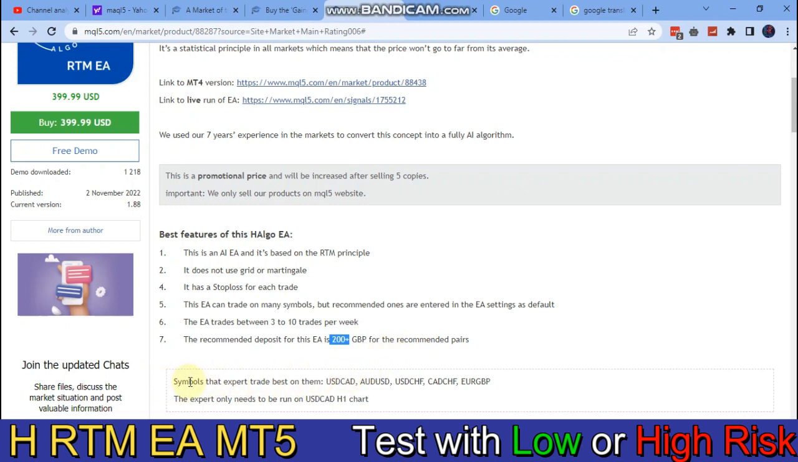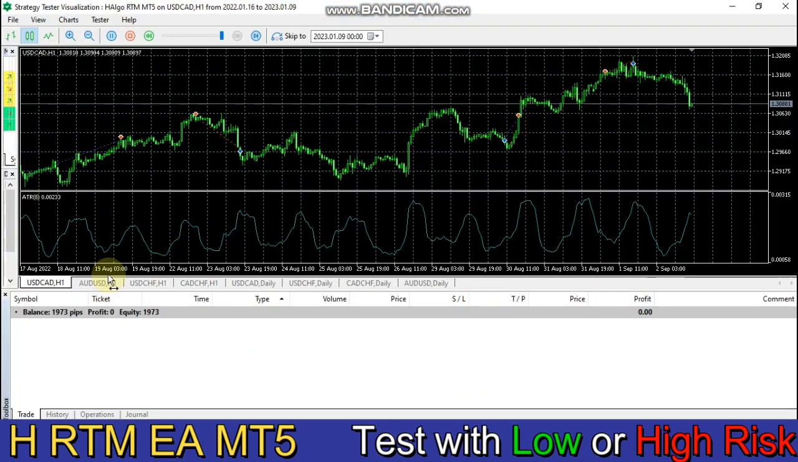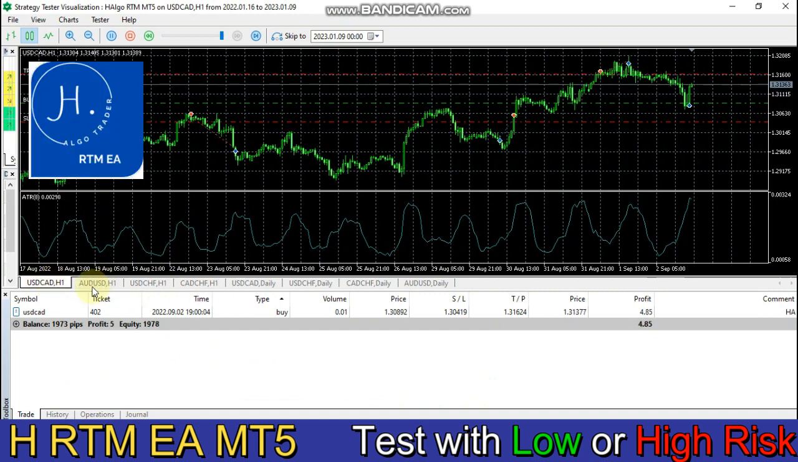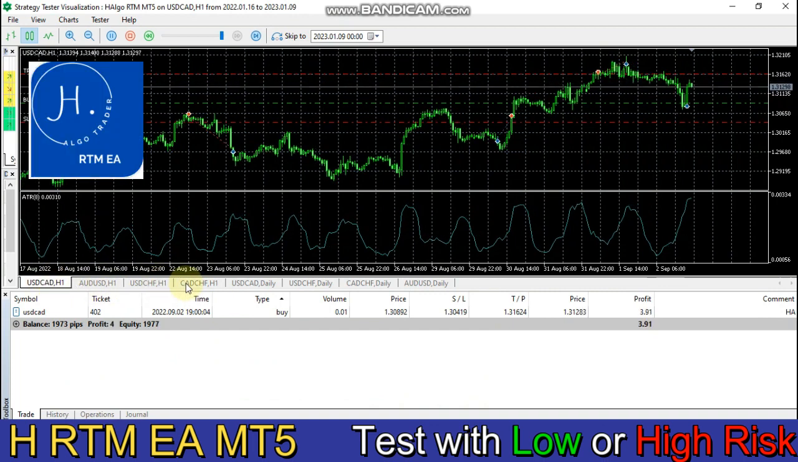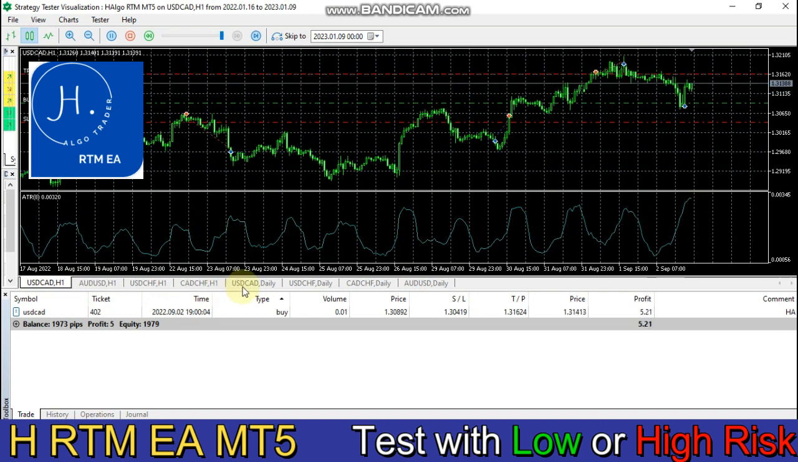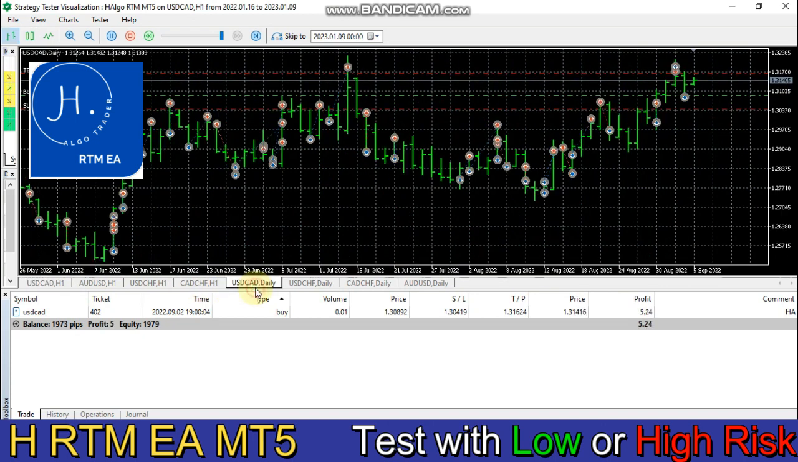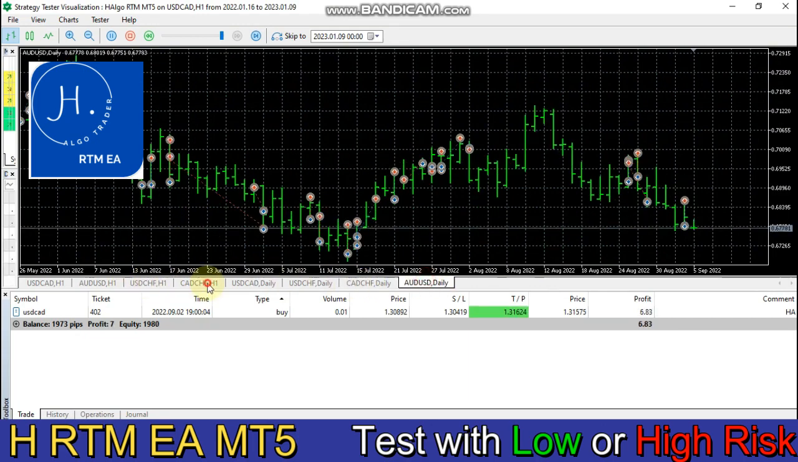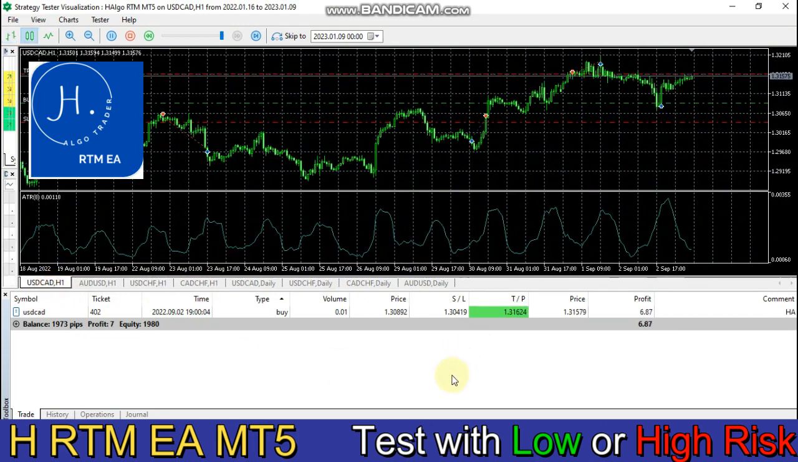Five symbols are shown for trading, and you attach it on your USD CAD pair. So now I can apply it on the chart, and all the pairs are shown here. 4 pairs already trade: USD CAD, AUD USD, USD CHF, and CAD CHF. And second is also a daily trade chart automatically in testing.